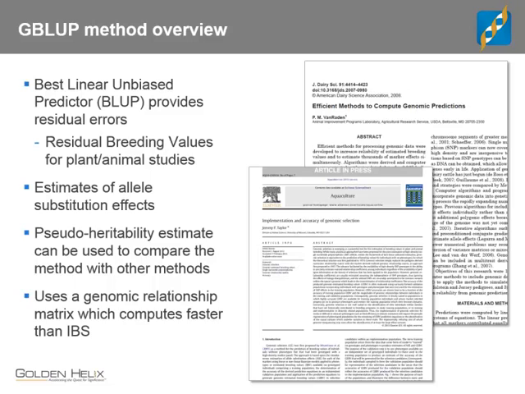The absolute magnitude of the ASEs can be visualized in a Manhattan plot alongside p-values for other methods, and the pseudo-heritability estimate can be used to compare the GBLUP fit with other methods. GBLUP uses a genomic relationship matrix which computes much faster than IBS, and this matrix can also be used for mixed linear model analysis.